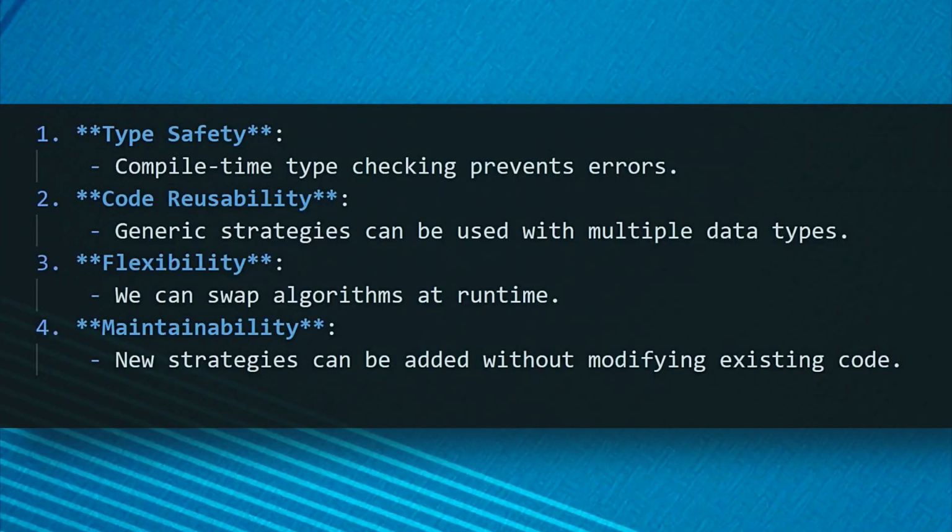The combination of the strategy pattern with generics offers several benefits. Type safety: compile time type checking prevents errors. Code reusability: generic strategies can be used with multiple data types. Flexibility: we can swap algorithms at runtime. Maintainability: new strategies can be added without modifying existing code.